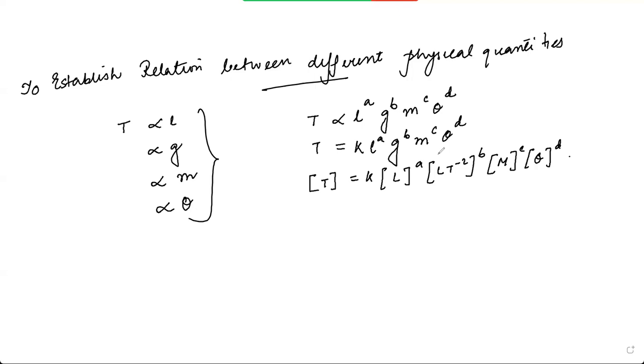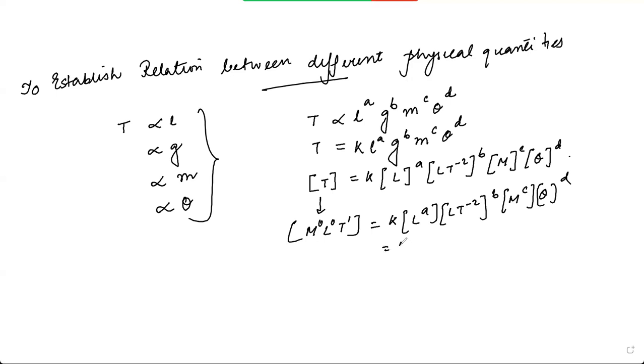Now let us compare the dimensions on each side. The dimension of T on the left side is M^0 L^0 T to the power 1, and on the right side K, L to the power A, L T to the power minus 2 to the power B, M to the power C, and theta to the power D. So K into L to the power A plus B, T to the power minus 2B, M to the power C, and theta to the power D.